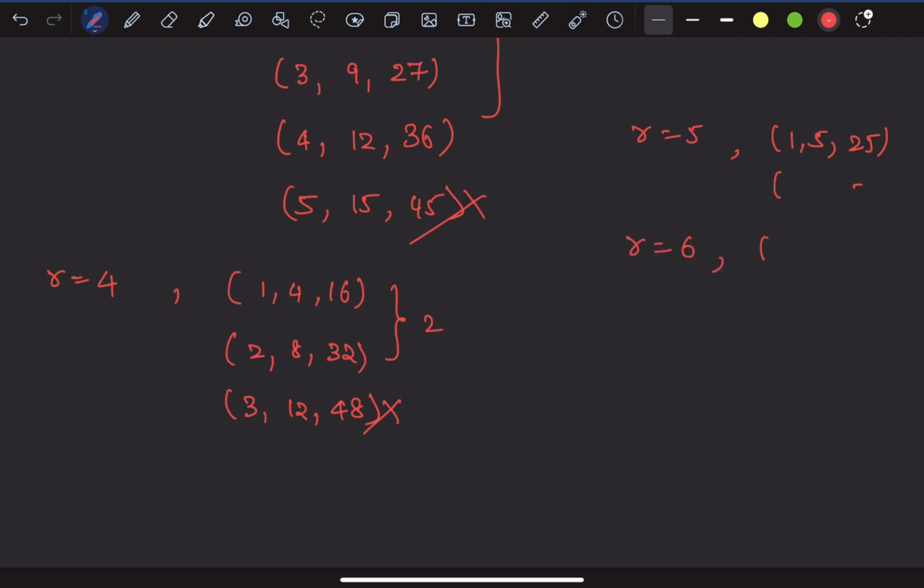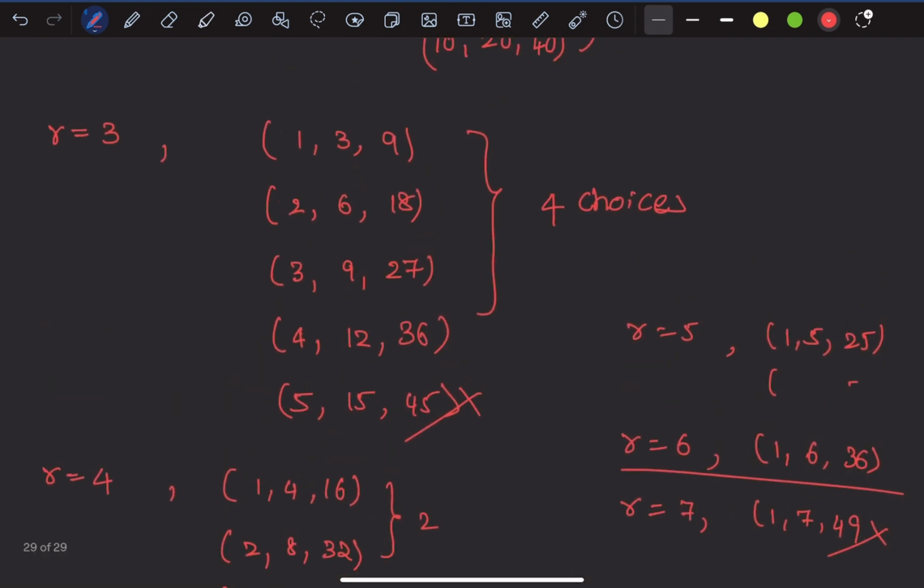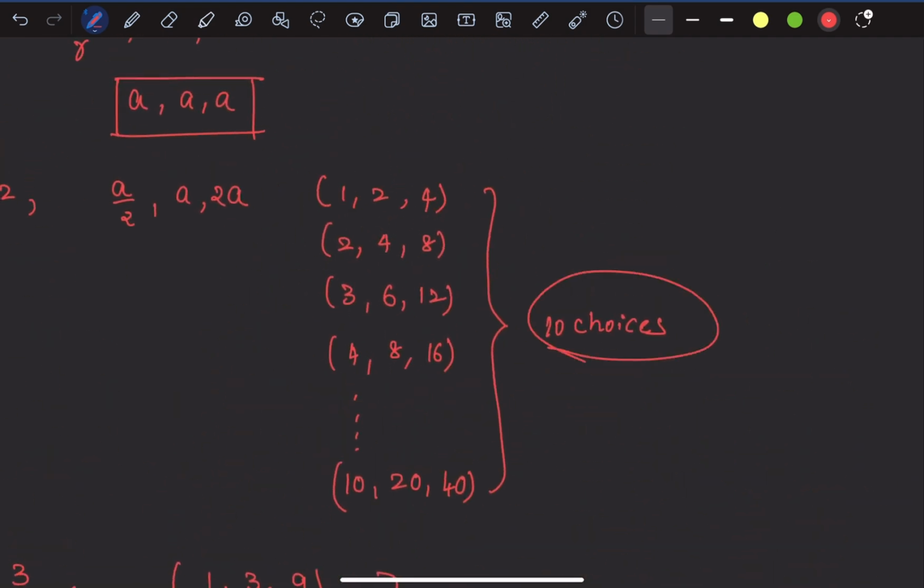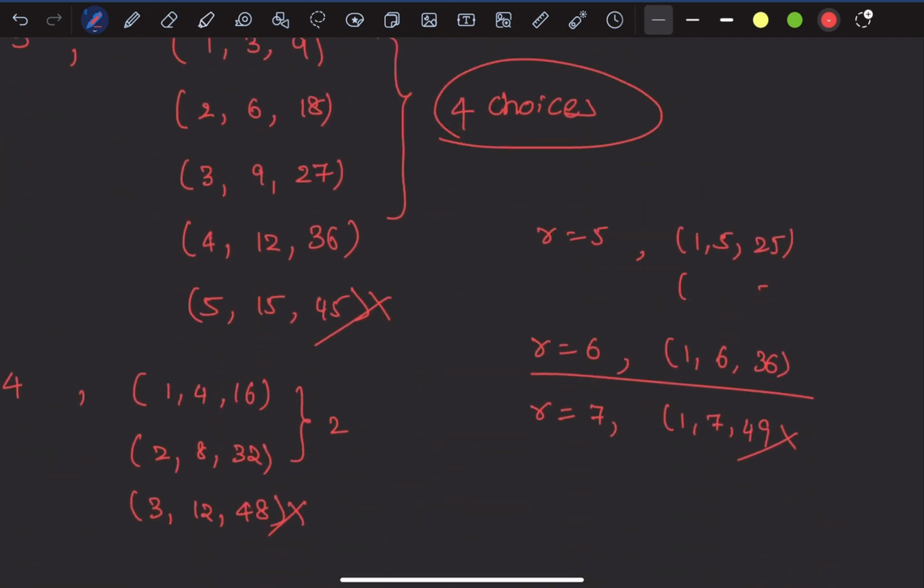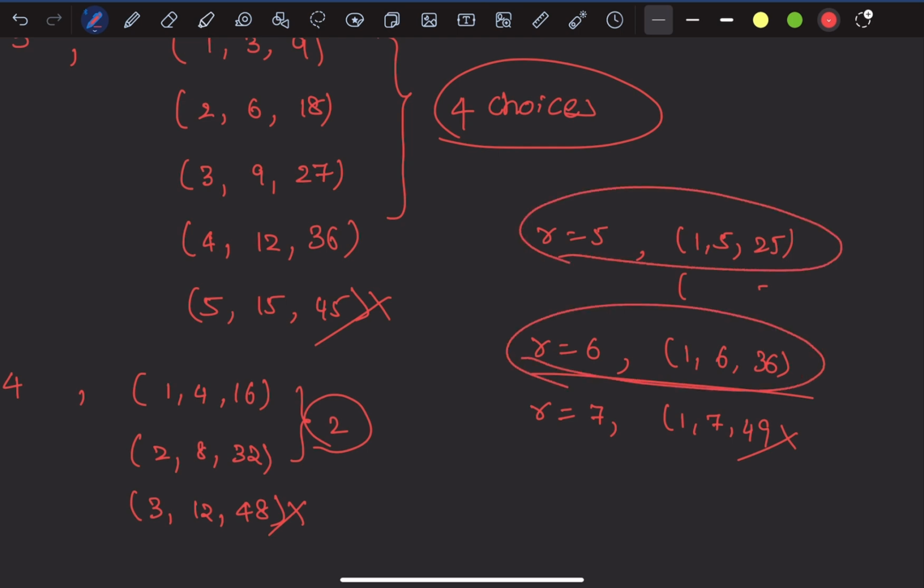For R is equal to 6, this can be 1 6 36. For R is equal to 7, 1 7 49 is not possible, so R goes only up to 6. So here we have 10 choices, 10 plus 4 is 14, plus 2 is 16, plus 1 is 17, plus 1 is 18.